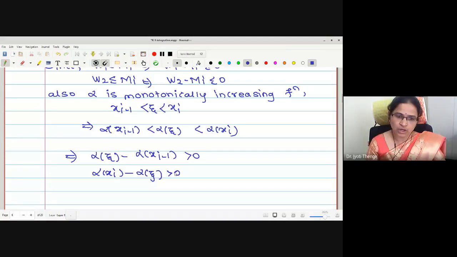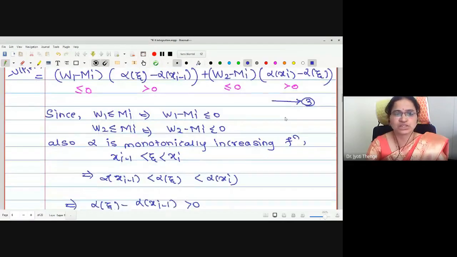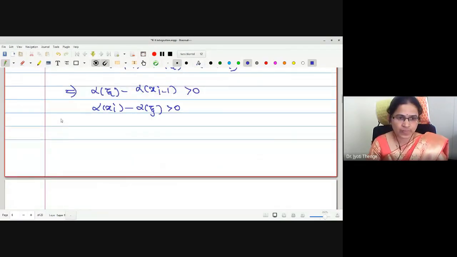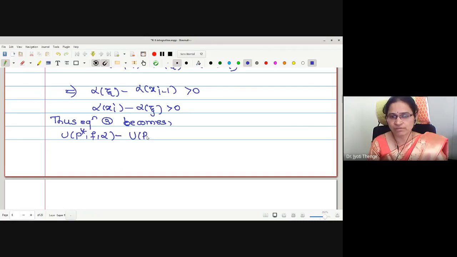Greater than 0. It is also greater than 0. Therefore, here I will just write equation number 3 becomes... Thus, equation 3 becomes... What is it going to become? U P star f alpha minus U P f alpha is less than or equal to 0, which implies U P star f alpha is less than or equal to U P f alpha.